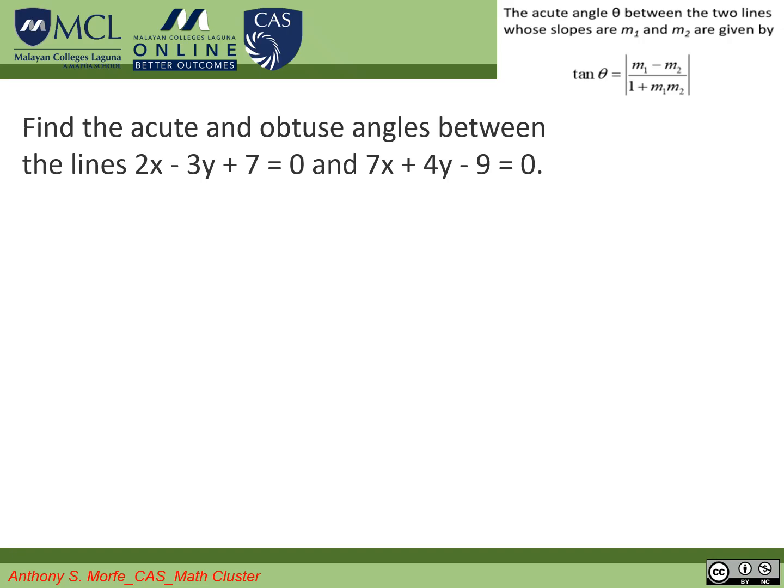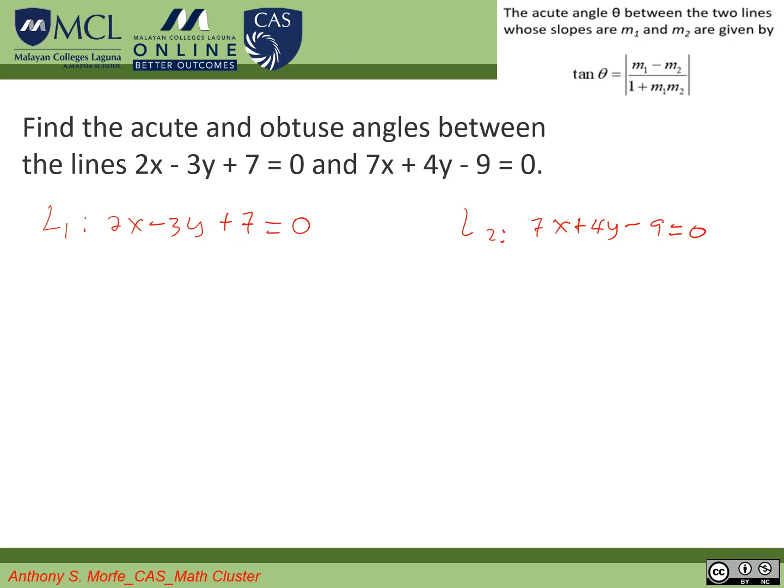Okay, so the problem here is: find the acute and obtuse angles between the lines 2x minus 3y plus 7 equal to 0 and 7x plus 4y minus 9 equal to 0. So we have here line 1. You can consider the first equation as your line 1, given as 2x minus 3y plus 7 equal to 0. That's our line 1. Our line 2 is 7x plus 4y minus 9 equal to 0.